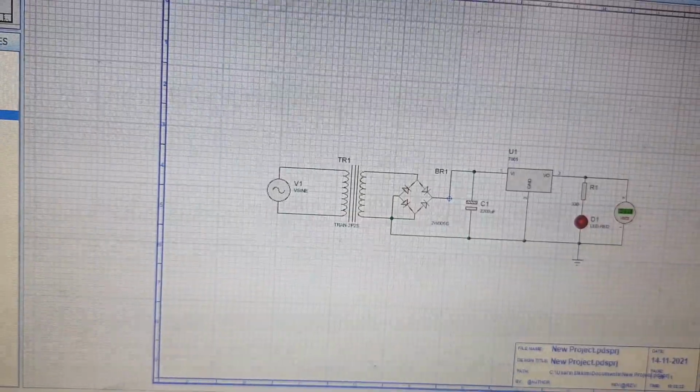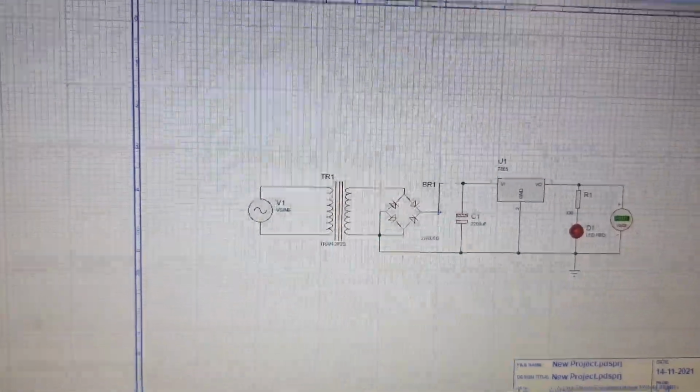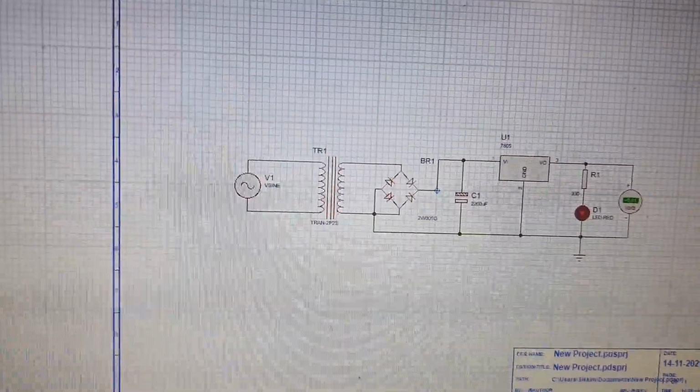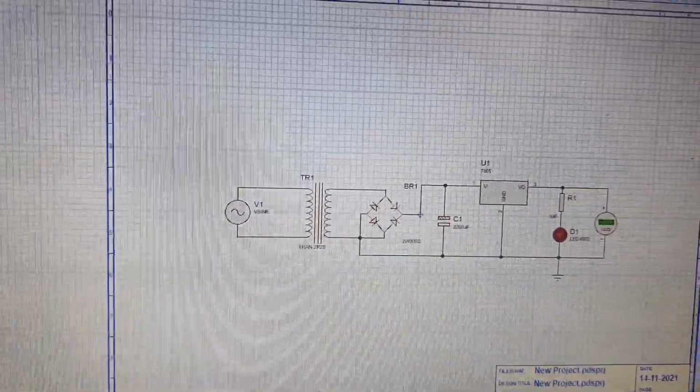may burn out. We can justify it from Ohm's law, V equals IR, and by rearranging it we get I equals V by R. Now if we remove the resistor, then R equals 0, which means I equals V by 0, and it leads us to conclude that I equals infinity.